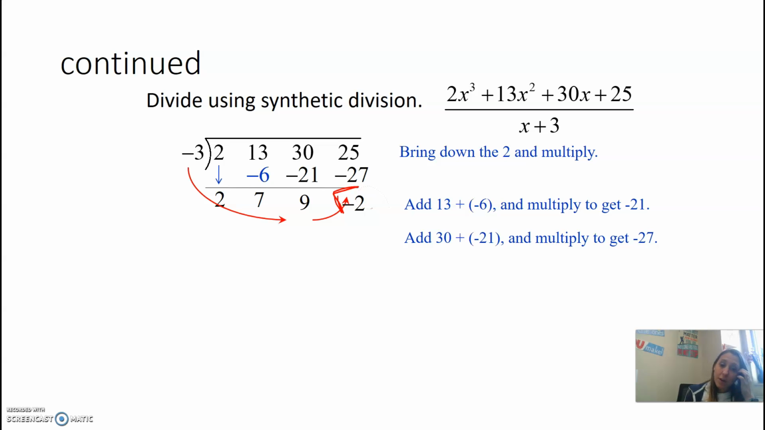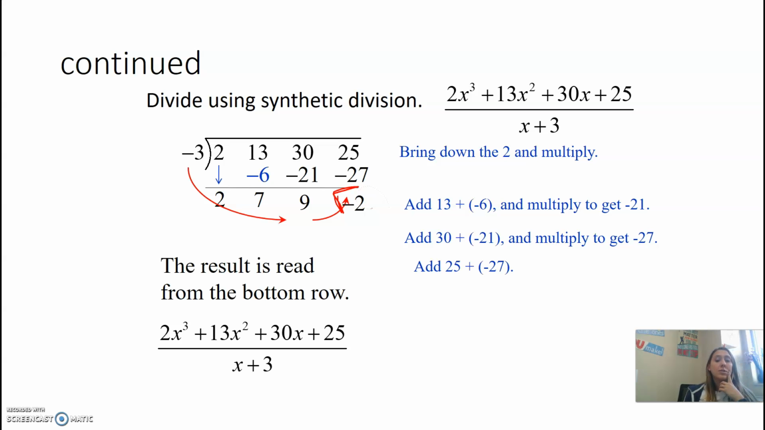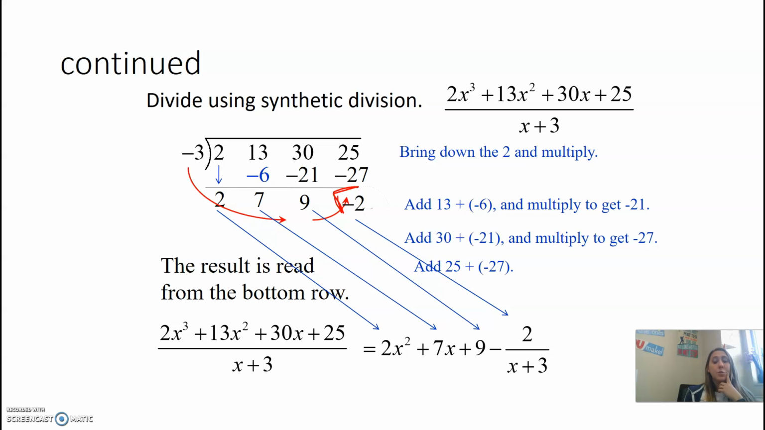So our answer is going to be 2x squared plus 7x plus 9 minus 2 over x plus 3. So hopefully you got that. Otherwise, come in and ask me questions.